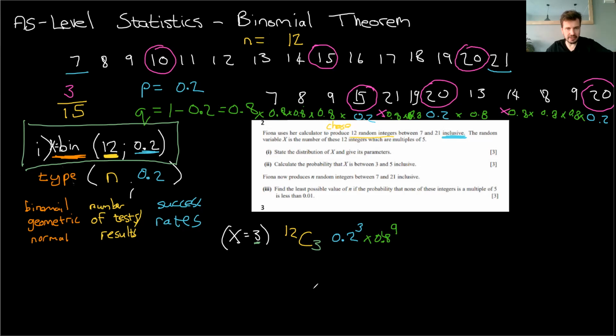Now, you have a calculator that can do this. So if you get out your calculator, put this button in, find out what that is, and then times that by 0.2 to the 3, and times 0.8 to the 9.